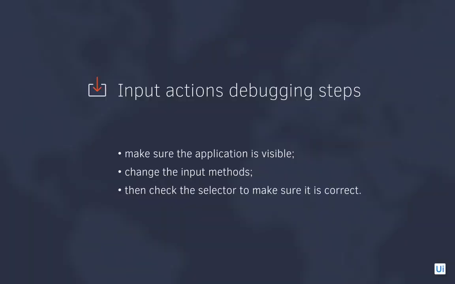It works by finding common properties between the two instances of the same element. So these few simple steps should be enough most of the time to ensure your automation runs smoothly. Make sure the application you're trying to automate is visible, change the input methods starting with the default, then check the selector to make sure it is correct.